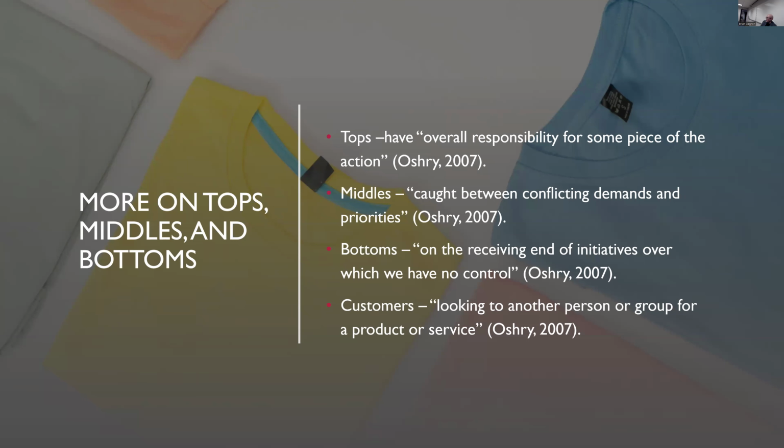Tops have overall responsibility for some piece of the action. Middles are caught between conflicting demands and priorities. Bottoms are on the receiving end of initiatives over which we have no control, and customers look to another person or group for a product or service. I know, I said that twice now, because it's important. You've got to understand how to best determine if an element is a top, a middle, a bottom, or a customer. If you're looking at yourself, you have to understand, are you a top, a middle, a bottom, or a customer in the system you are evaluating, that you're thinking about.